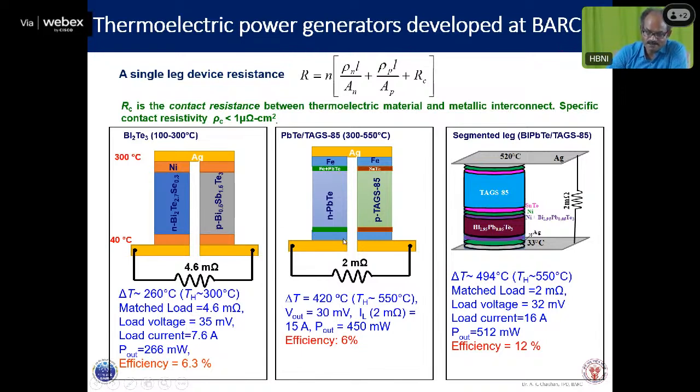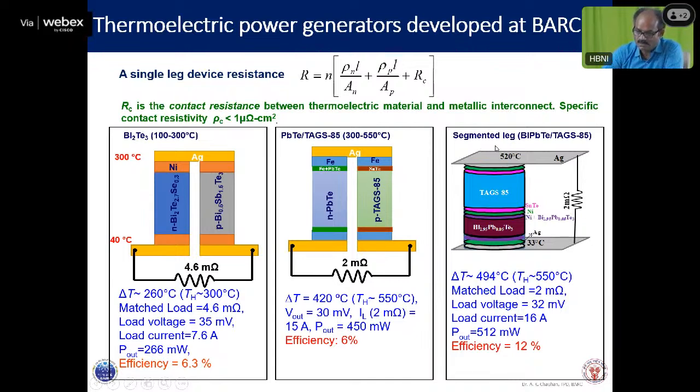For mid temperature ranges, where one side is kept at 550 degrees centigrade, lead telluride and TAGS 85 are used. One leg is PbTe and another is TAGS, and with this an efficiency of approximately 6% has been achieved, and it can give you about 450 milliwatt of power.